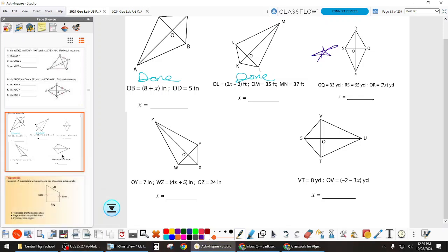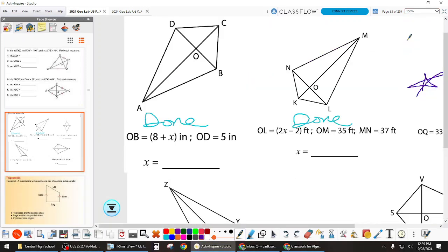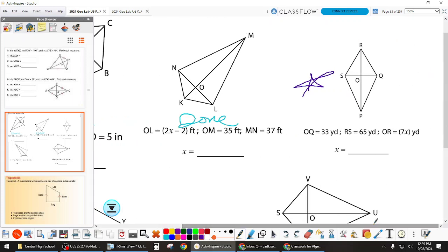So, guys, one of the big ideas here is making sure everything gets labeled correctly before you even start. So, let me move this star out of the way. On here, we're told that OQ is 33. Let me put that on the side, so 33. RS is 65, and OR is 7X.